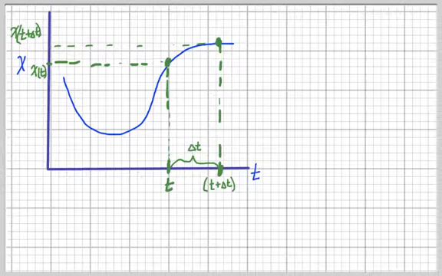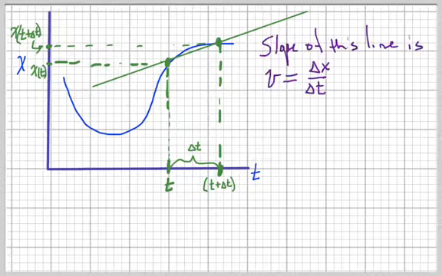If we create a line between these two points, that would give the average velocity from time t to time t plus delta t. So the slope of that line would be the average velocity. Well, what is the slope of that line? We know that it's delta x over delta t.